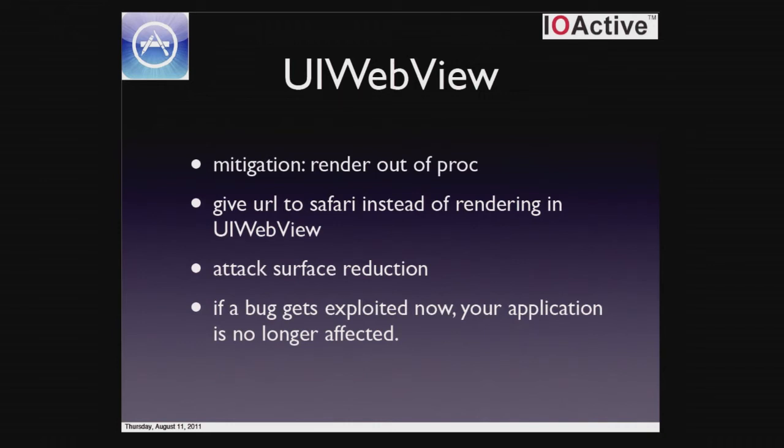The only mitigation I really have for using UIWebViews is render out of proc. So don't have a UIWebView, and instead go out and get mobile Safari to render stuff for you. That way, if someone's trying to attack your app by feeding loose HTML or trying to break your browser somehow, they would get to exploit Safari and not your application. It's attack surface reduction. It's not great. It's the best I can come up with.